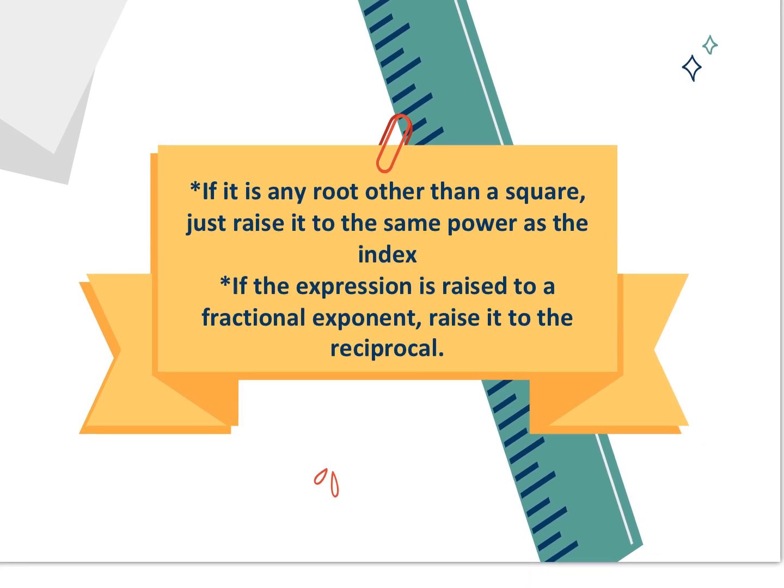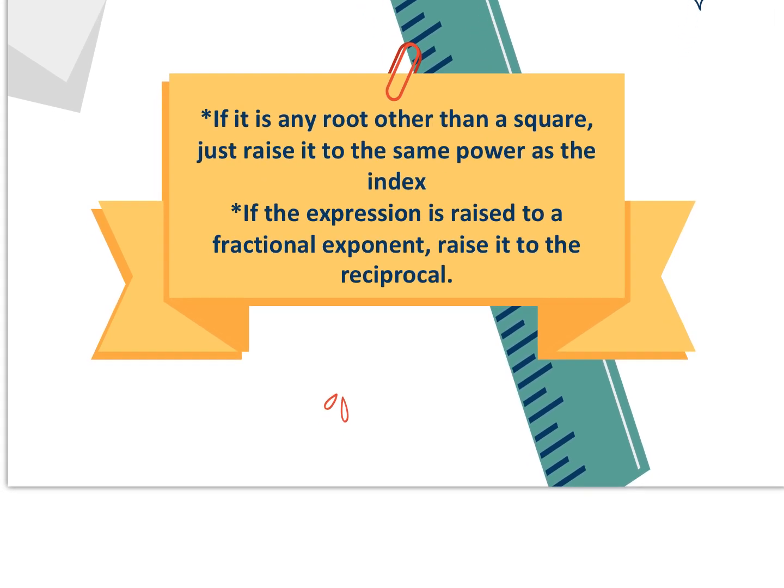If it is any root other than a square root, you just raise it to the same power as the index. If the expression is raised to a fractional exponent, raise it to the reciprocal. So let's see what we mean by that, right? So again, if I have the cube root of 8, I know that I can undo the cube root of anything by cubing it, because cube root of 8 is 2, and 2 cubed is 8. So notice you go full circle.